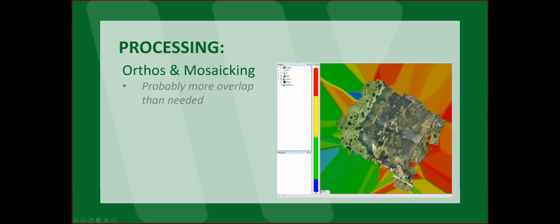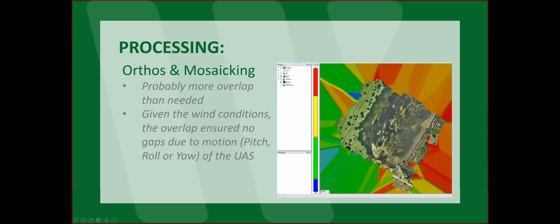Orthos and mosaicing. You can see the individual images overlapped on each other in the screen to the right. You'll note that the sun reflection is different when the system is flying away from the sun versus when it's flying towards the sun. This is the ortho mosaic together. Given the wind conditions, the overlap ensured no gaps due to motion, pitch, roll, or yaw of the UAS.